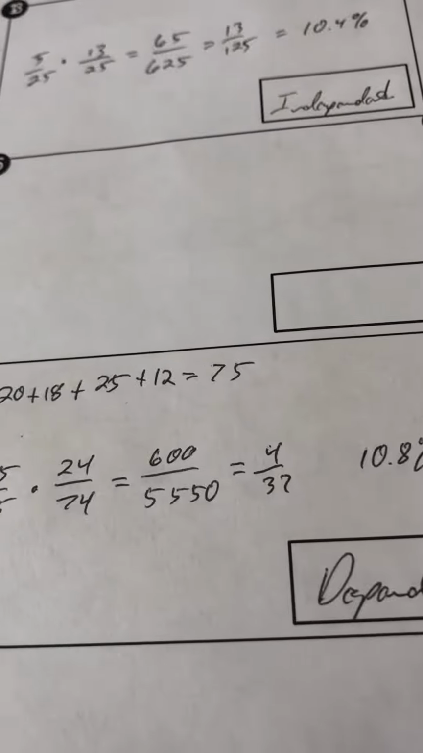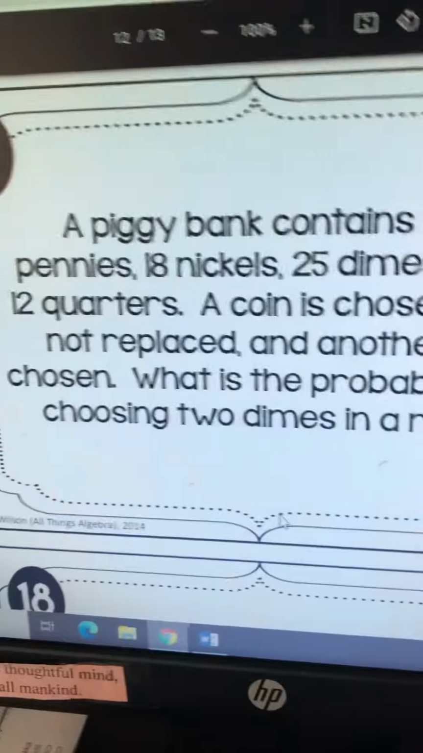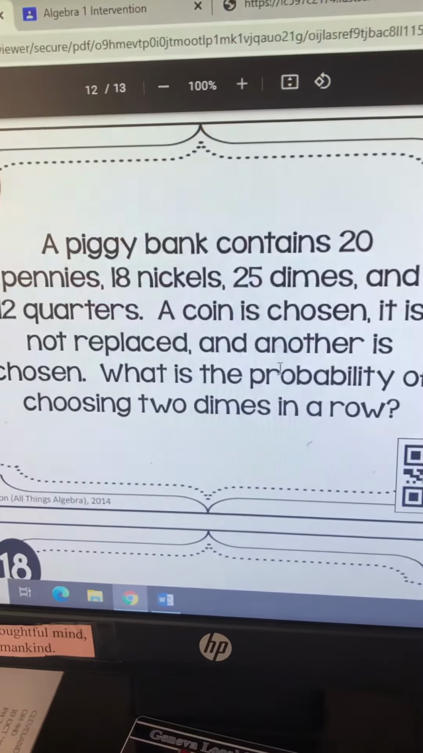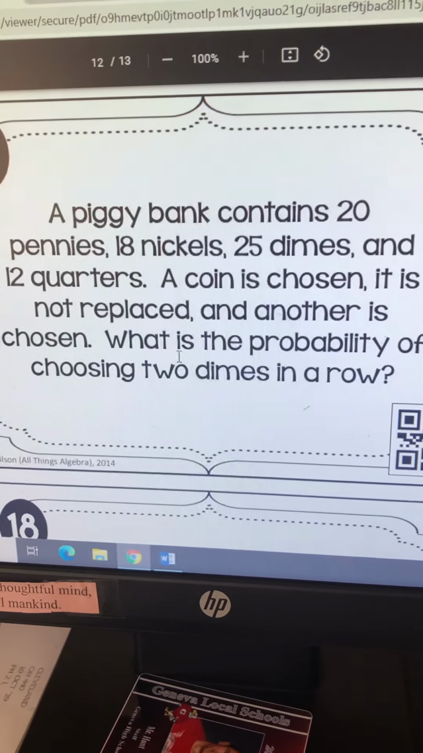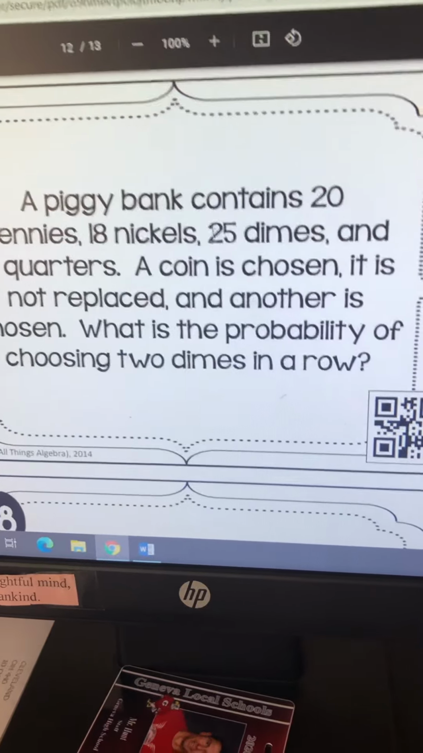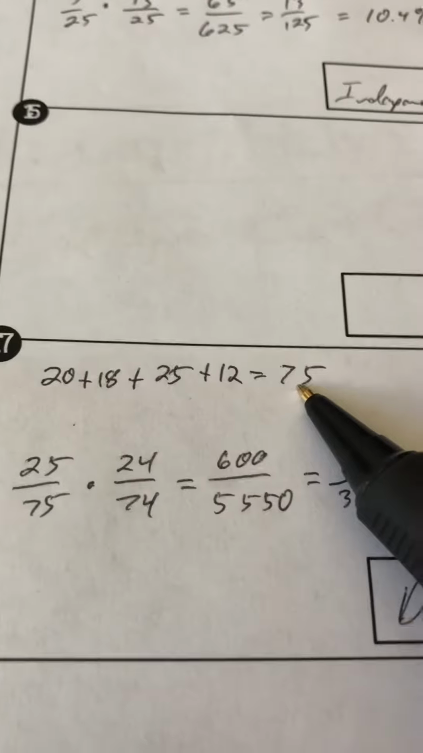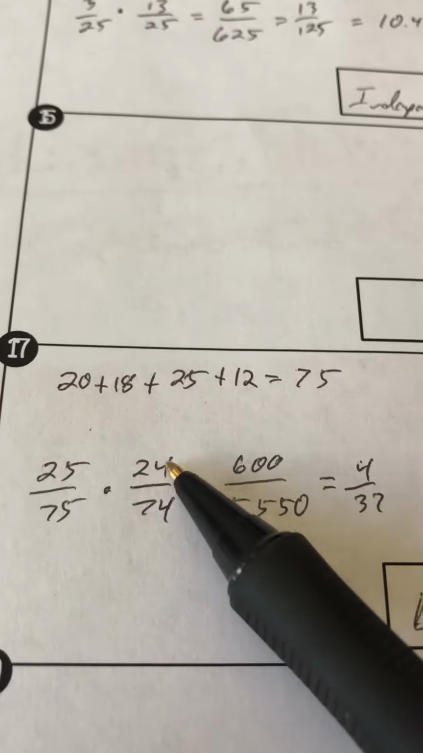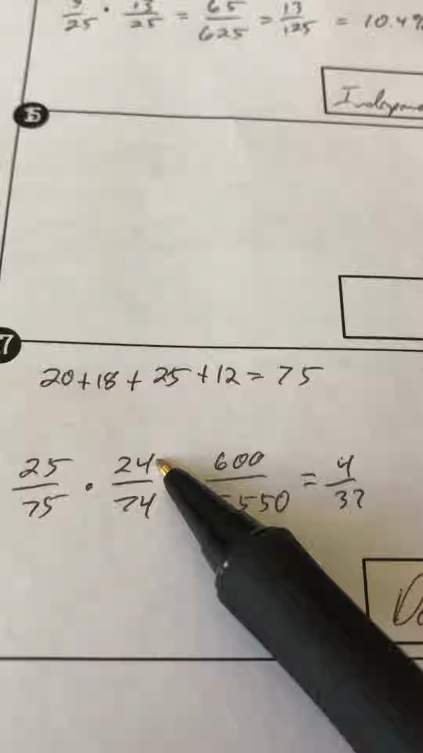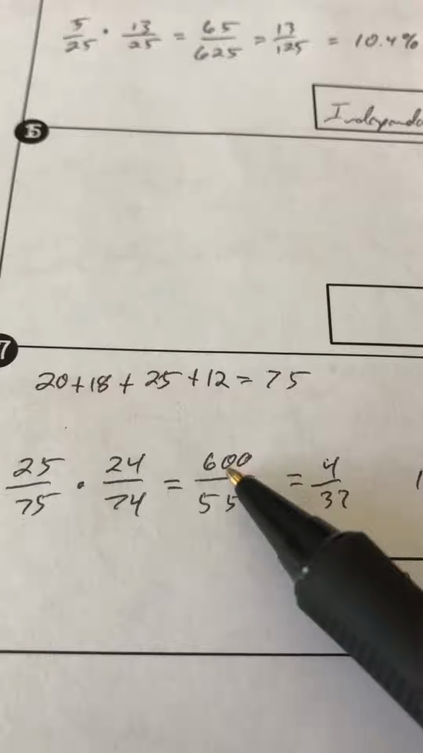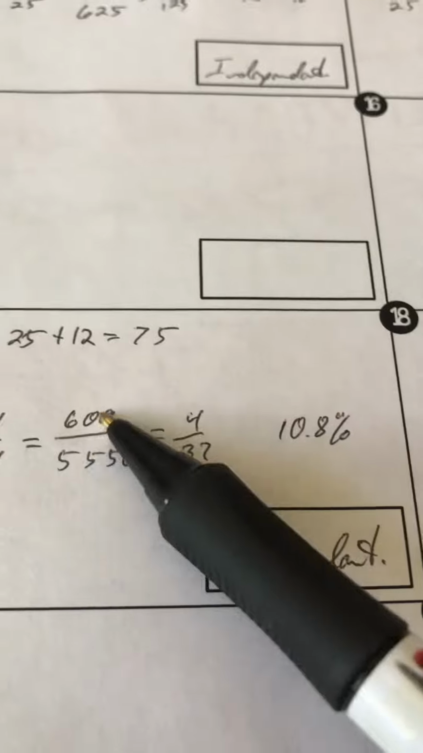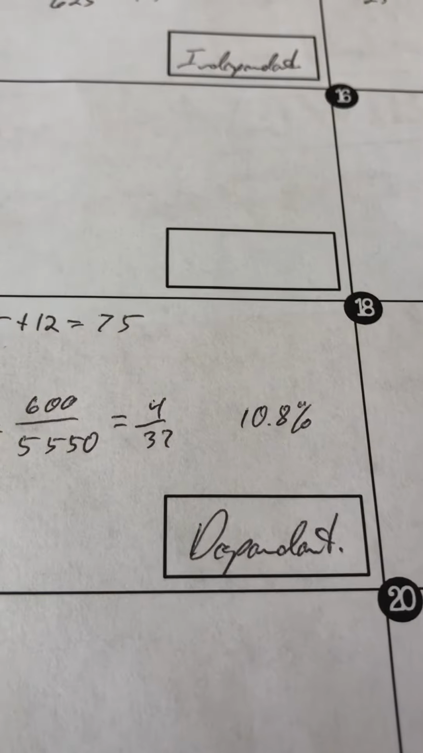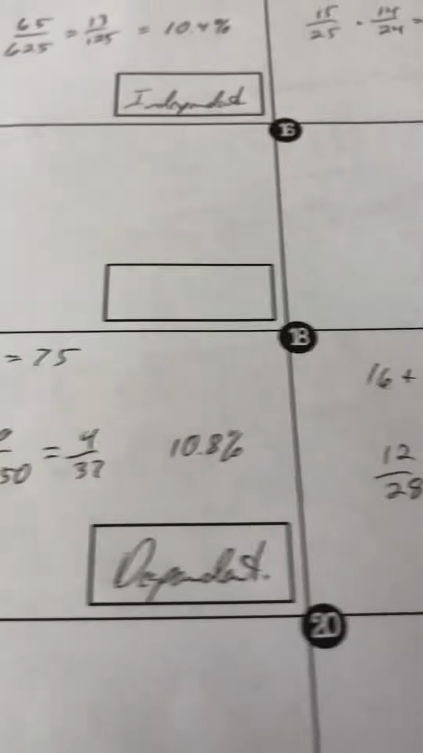Okay, 17. A piggy bank contains 20 pennies, 18 nickels, 25 dimes, and 12 quarters. A coin is chosen, it is not replaced, and another is chosen. What is the probability of choosing 2 dimes in a row? Dimes, see, we have 25 of them, and it's going to be 25 out of all the coins, which is 75 added up. You don't replace it, so now you're going to have 24 dimes possible out of 74 coins. So that's going to be 600 over 5,550, or 4 over 37. If you divide either one of these, you get 10.8%, and that is going to be dependent also.